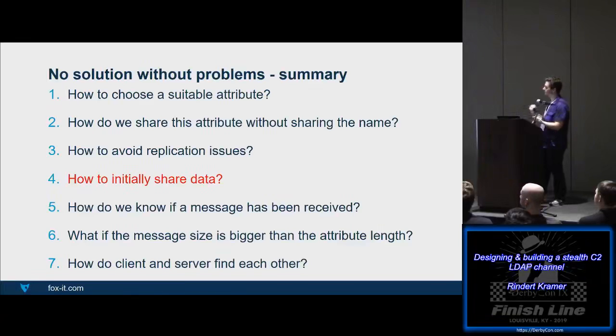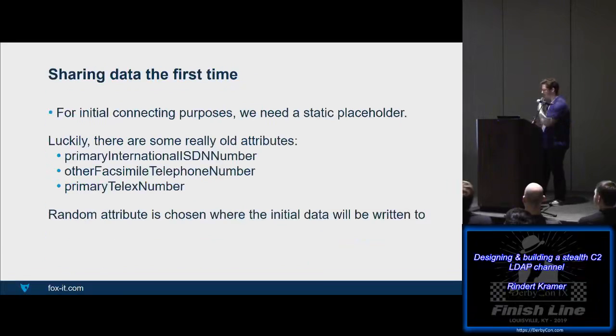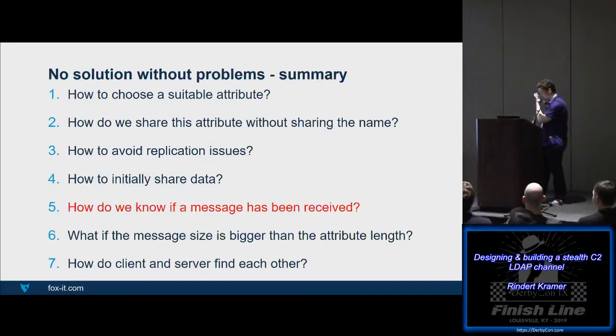So we have a suitable attribute. We know what to share of that attribute. We know how to avoid the replication issues, but we still need an attribute in the first place to communicate. And I couldn't think of a reliable way for sharing data initially, other than having some static placeholders. So luckily, there are some really old attributes that have been part of the AD schema since a very long time. And I chose these 3, mainly because I think they aren't used that often anymore. And one of these 3 is chosen randomly, and the initial data that's used for auto-discover basically is written to one of these attributes.